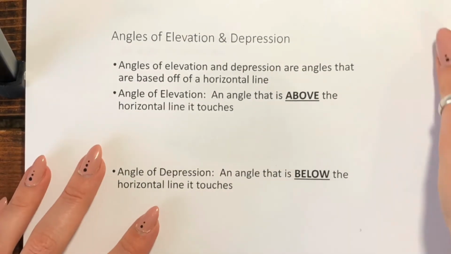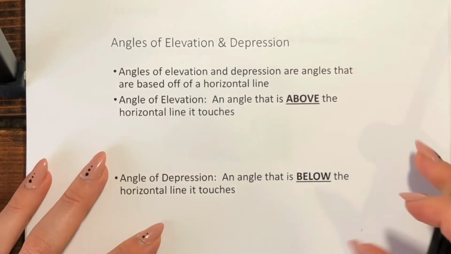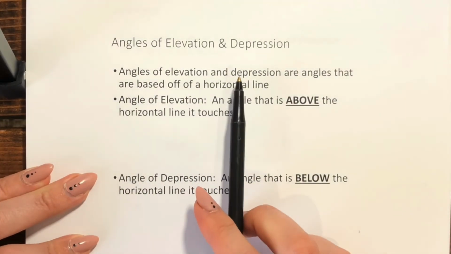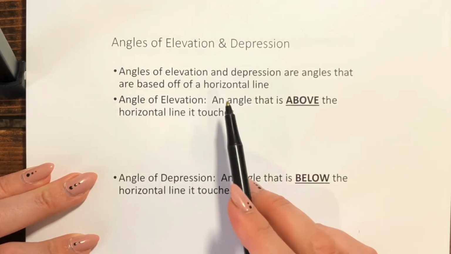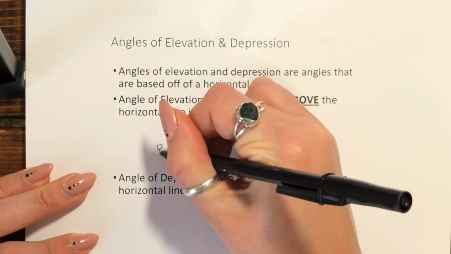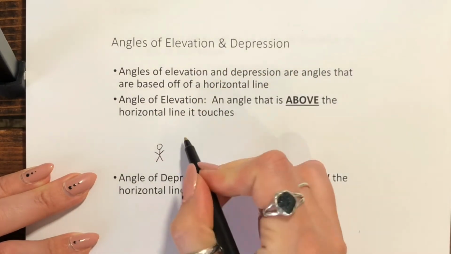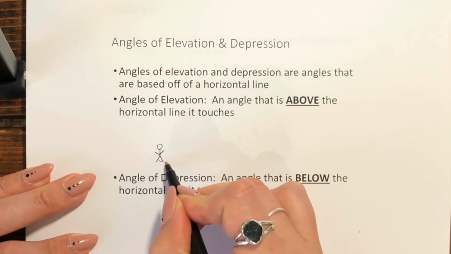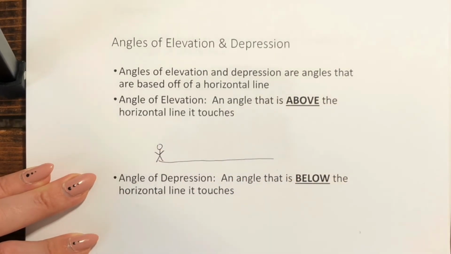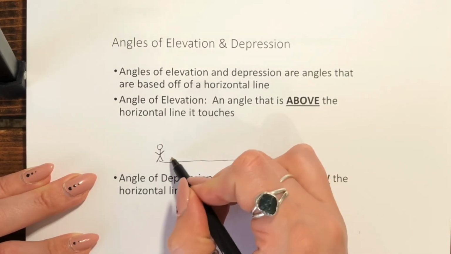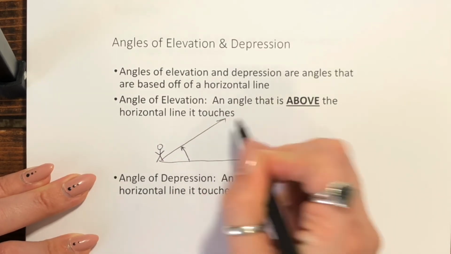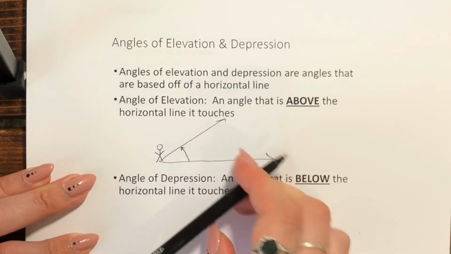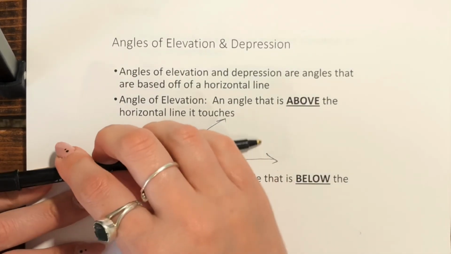So I'm going to draw a picture to help you understand the difference between the two. Angles of elevation and depression are angles that are based off of the horizontal line. So you can imagine if you're a person standing, here's a little person, when they are looking out, that horizontal line, you can think of it as being like the ground. So for an angle of elevation, that's where you're coming from the ground, but then the angle is going up like this. So we have this angle coming from the ground and then up towards something.